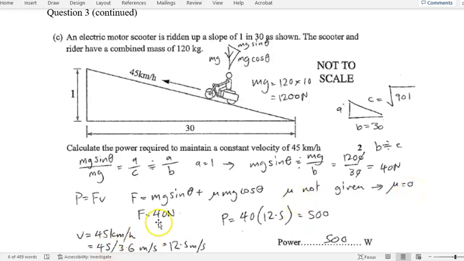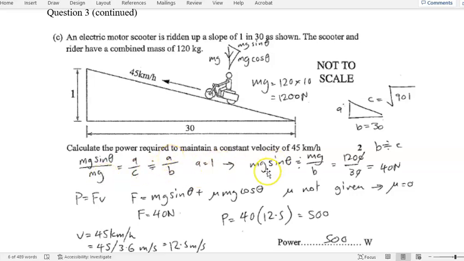So we're saying force, in this case, equals 1200, so mass times gravity, right? 1200 divided by 30. If you did that using trigonometry, great. Absolutely great. If instead you use this method, I did pretty detailed working out. So I said mg sine theta over mg equals A over C. I labeled the diagram as A, B, C. I said C is actually the square root of 901. Square root of 901 is dangerously close to 30. So it's like 30.01. So I said that therefore A is actually equal to the ratio of A over B.